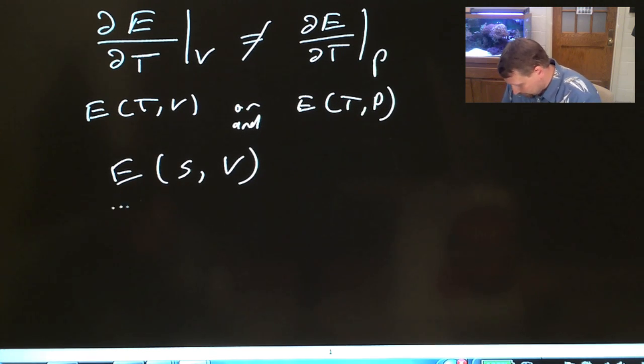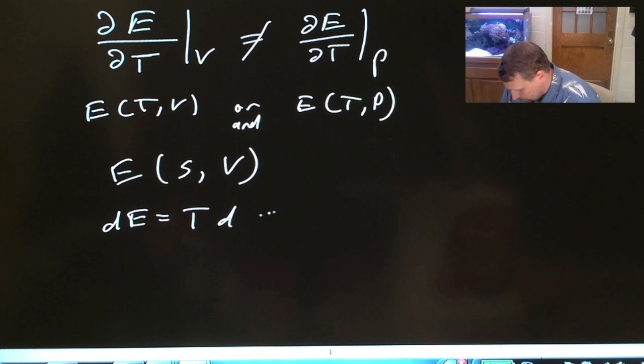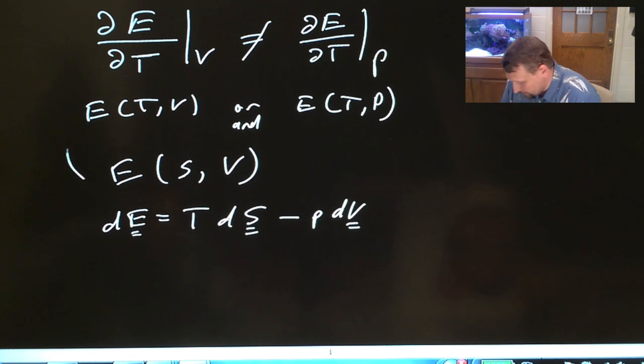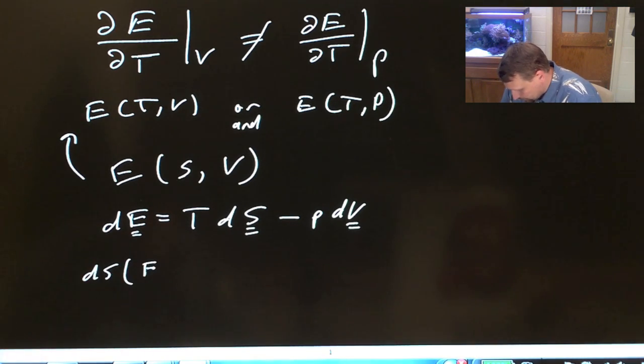The way to approach this problem is to start by just writing down what we know for E. dE, differential E, a path-dependent state function, is TdS minus P dV. Again, E is a function of S and V. So let's try to get E as a function of T and V by first looking at dS. dS is a natural function of E and V.